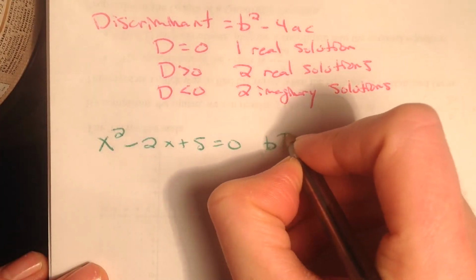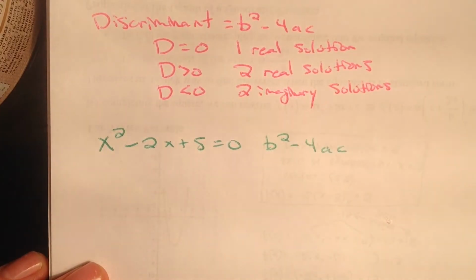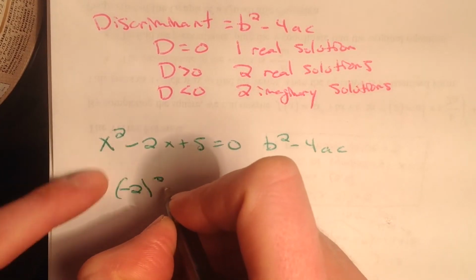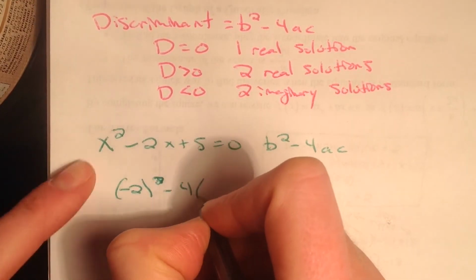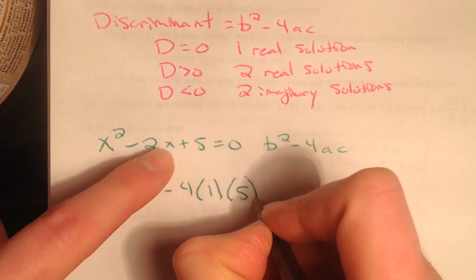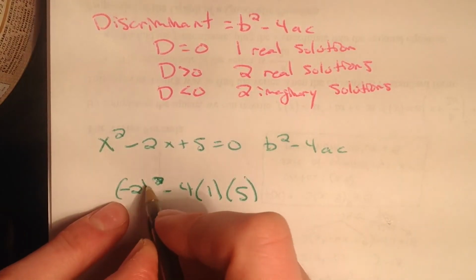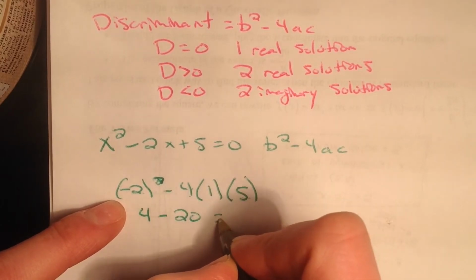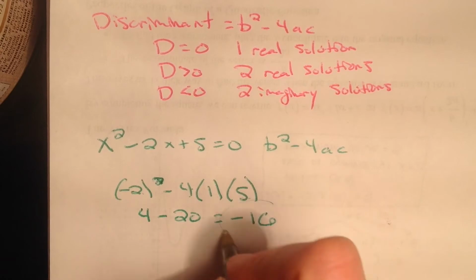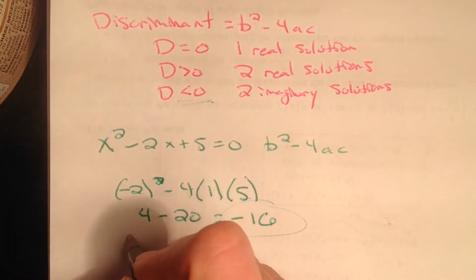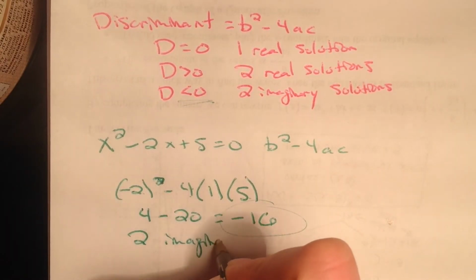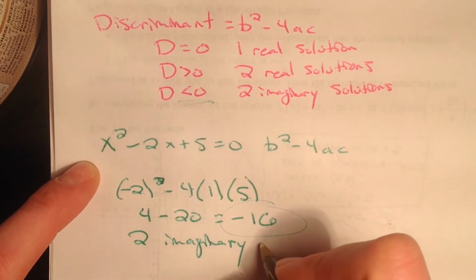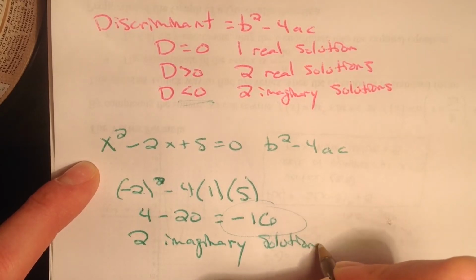So remember, b squared minus 4ac is our discriminant. So negative 2 squared minus 4ac is what we're trying to solve. Well, negative 2 squared is 4, and 4 times 1 times 5 is 20. So this produces a negative 16. Well, since this number is negative, less than 0, if we were to plug this quadratic function into the quadratic formula, we would get two imaginary solutions.